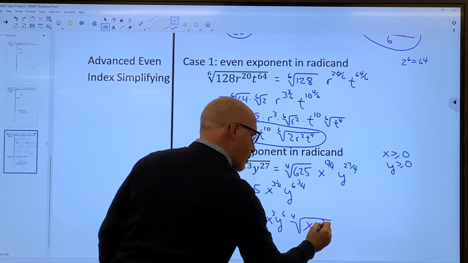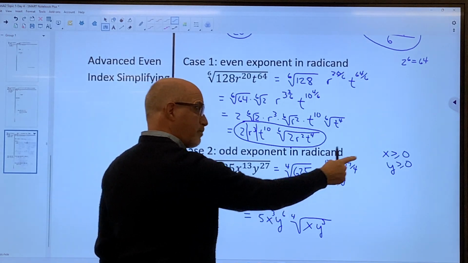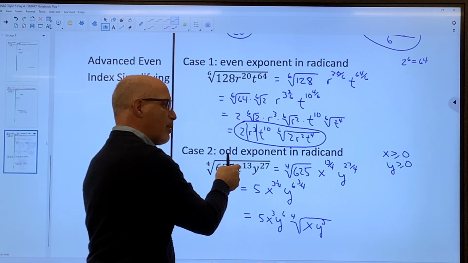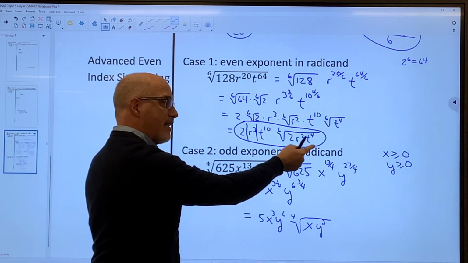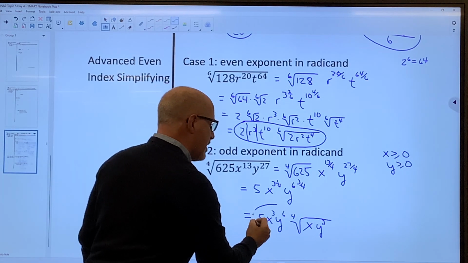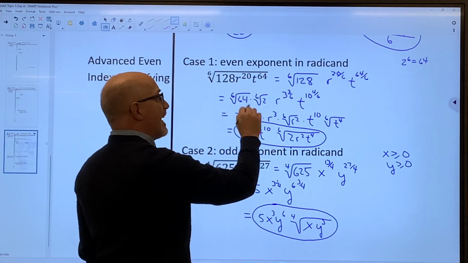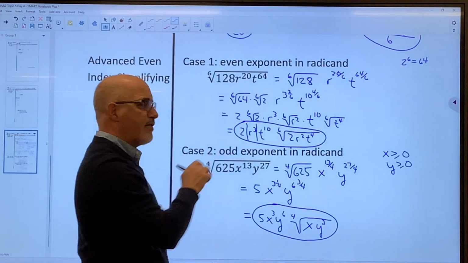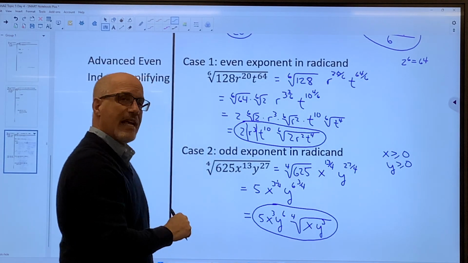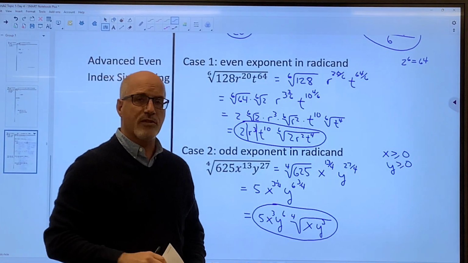Now I don't have to worry about any absolute value on this x to the 3rd because the original radicand had an odd exponent. That meant that this couldn't be negative in the first place, so you don't have to put it on. So that is advanced thinking on these problems, that if it's an even exponent in the radicand, you do have to put the absolute value on if it becomes an odd result. But if it starts out as an odd exponent, if you get an odd result out, you don't have to worry about the absolute value.